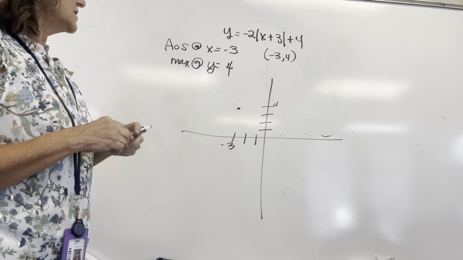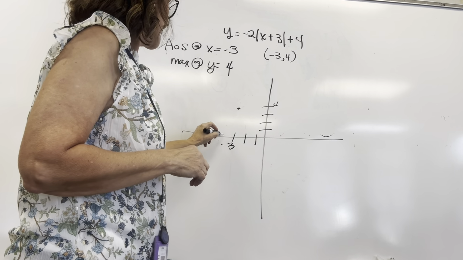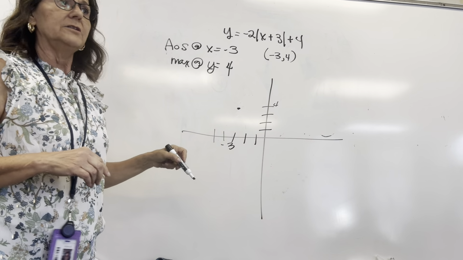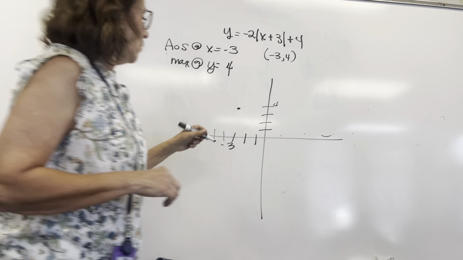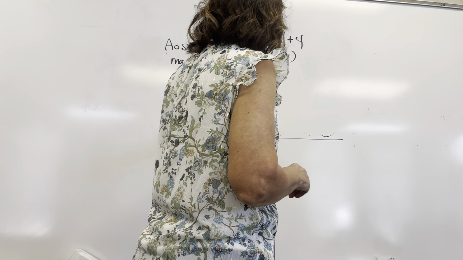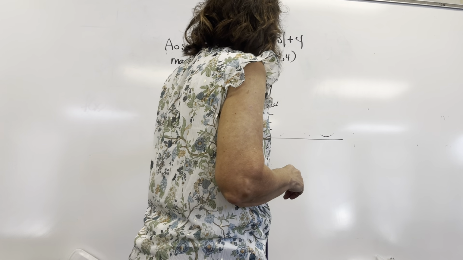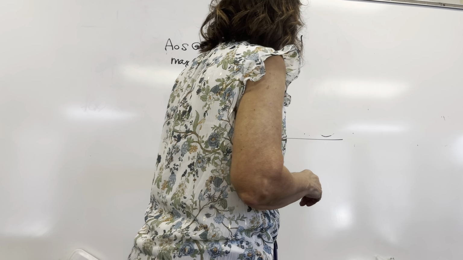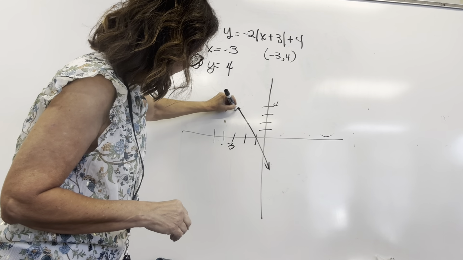All right, and what's my slope? I'm falling 2 as I run 1, falling 2 as I run 1. It opens down.